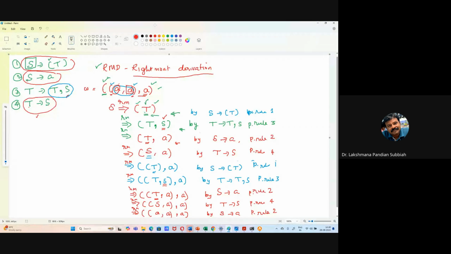Right? Now what about the tree here? S derives, so first we are having S derives open bracket, T close bracket, comma, open bracket, T close bracket. Now the T derives T comma S, and then S derives A, and then we are having T derives open bracket, T close bracket, T derives S and then open bracket.